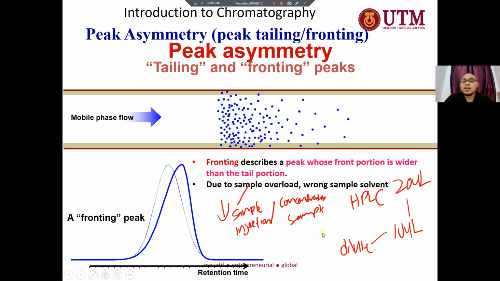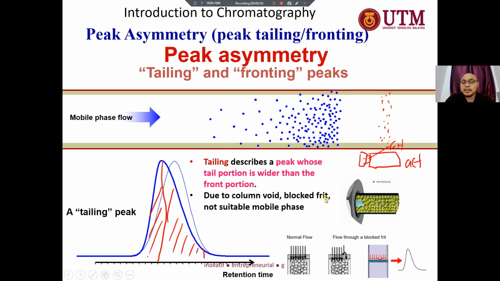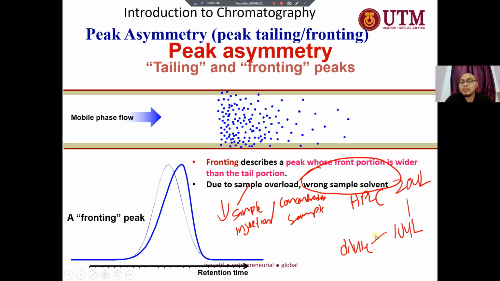If still cannot, then I need to follow the previous suggestion, where I prepare my standards using the mobile phase system. I use the solvent system to dissolve or dilute my sample, or prepare the standard using the mobile phase system. Then I can overcome my fronting peaks.